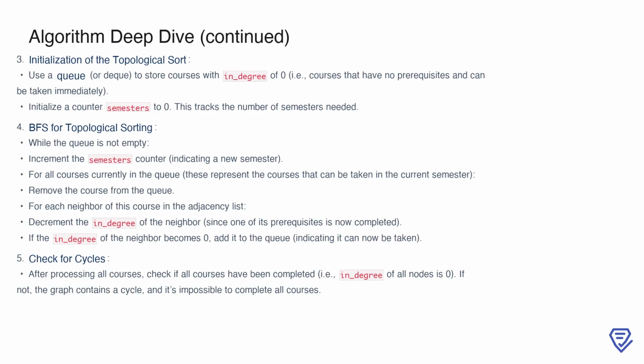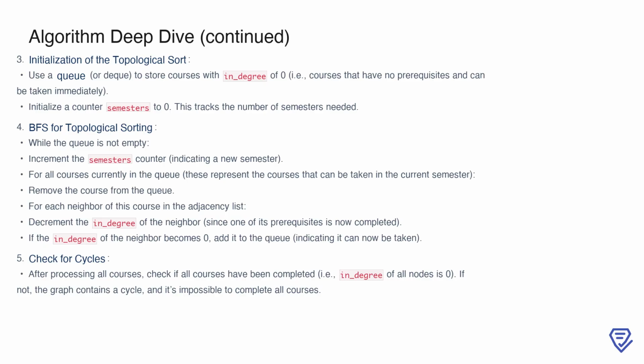This involves decrementing the in-degree of each neighbor, as one of their prerequisites has now been satisfied. If any neighbor's in-degree becomes 0, it is added to the queue, indicating that it is now ready to be taken in the next semester. This step-by-step processing ensures that courses are completed in the correct order.